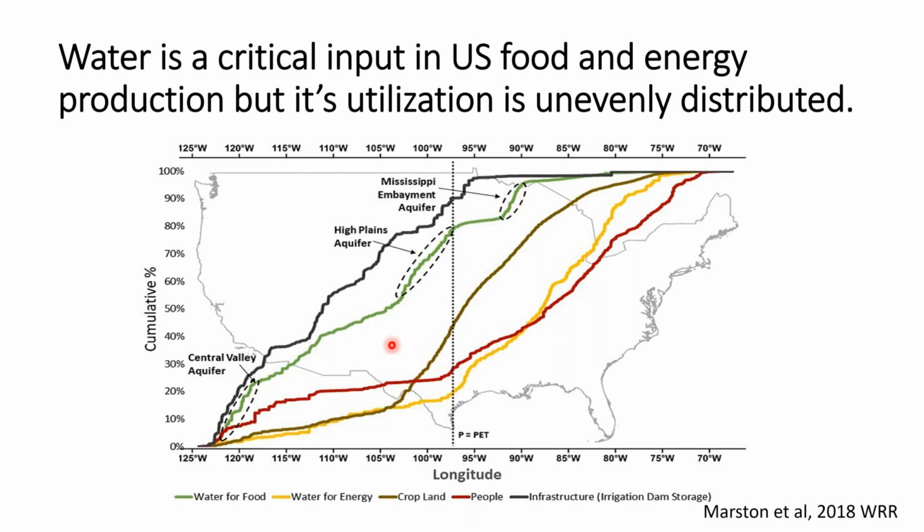Also plotted against that is a lot of the infrastructure, mainly dam storage for irrigation purposes. Most of that is going to occur in the western United States, although most of our cropland, shown here in brown, is actually going to occur in the Midwest region and the eastern part of the United States. So a lot of our water use occurs on one side of the United States, where most of our cropland is in the center and the eastern part.